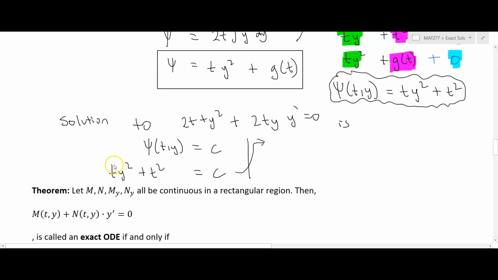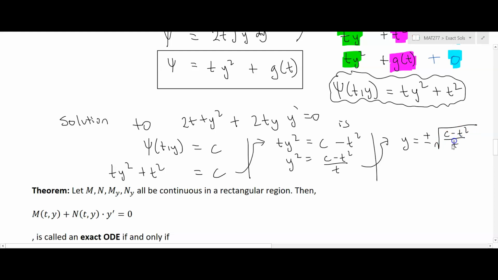And finally, I can solve this for y. I can see that if I subtract t squared, I'll have t y squared equals c minus t squared. Divide both sides by t. We get c minus t squared over t. And finally, take the square root of both sides, so we have y equals plus or minus the square root of c minus t squared over t.